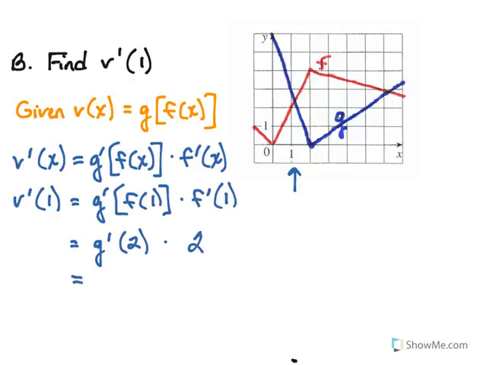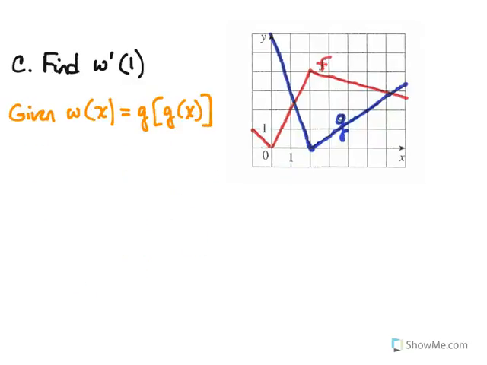Now we need to do something similar at 2 on the g graph. Now, notice what's happening on the g graph where x equals 2. We have a cusp. Remember, the derivative does not exist there. So that sort of kills the whole problem because of that cusp point at x equals 2 on the g graph. We are not able to find the derivative there.